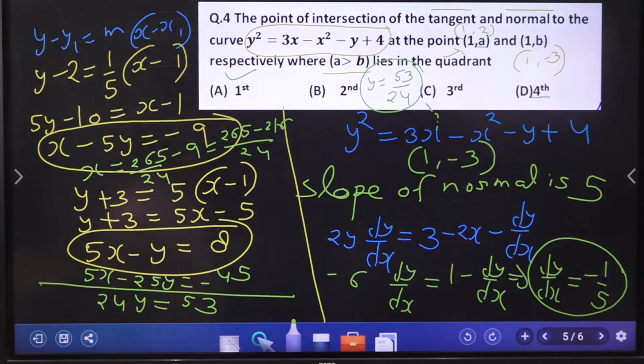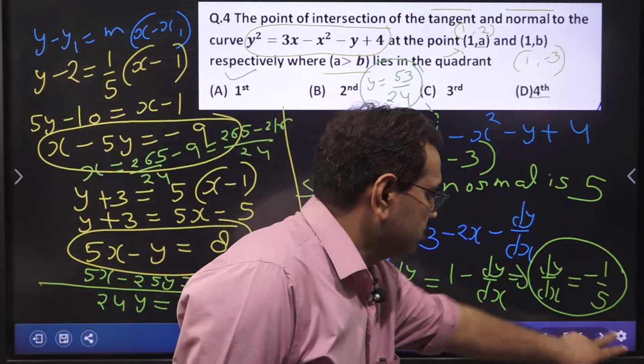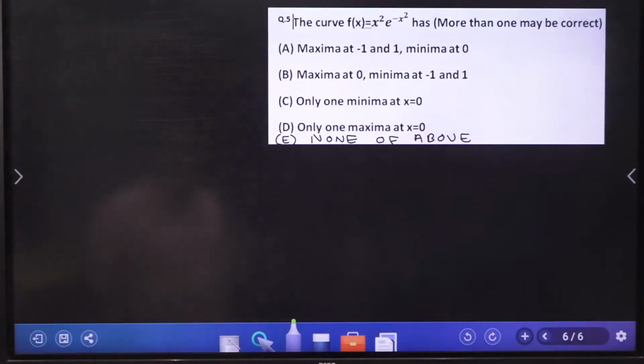Now coming to the next problem. Question number 5. So tell me, question number 5, more than one may be correct. And here we have 5 options, A, B, C, D, E. None of the above. And more than one may be correct. So tell me what are the correct answers in this problem. Question number 5.